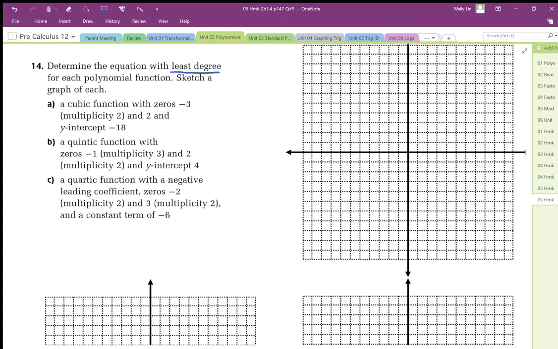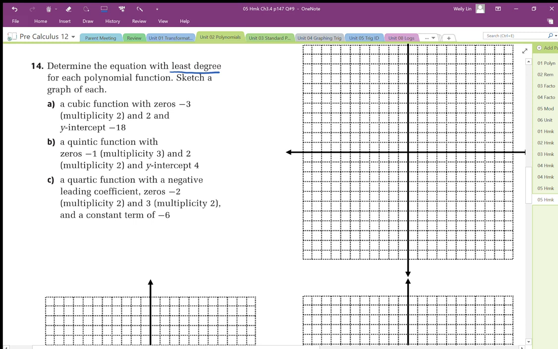Determine the equation with the least degree for each polynomial function. Because it says least degree, we want to assume that the zeros given are all the zeros, and we're not going to assume any other information.